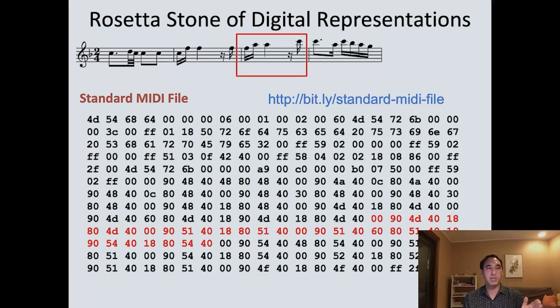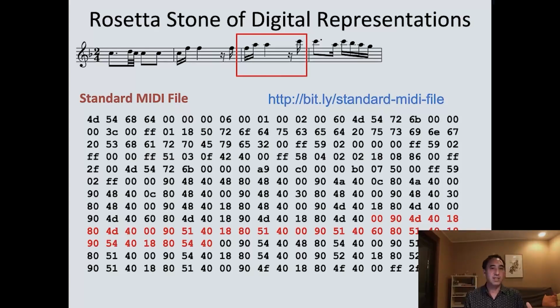So 4 times 16 is 64. Add D to that, that is, what was that? I don't know, 14, 13. And so you end up somewhere around 78 or so, which is the representation of the note F. And then the 40 after that is 64 in decimal. And so that would be the velocity, how hard we're hitting.